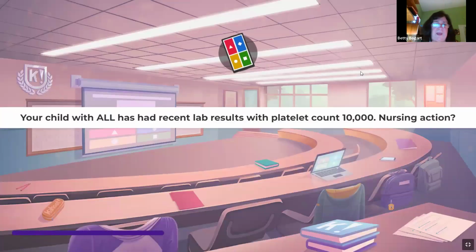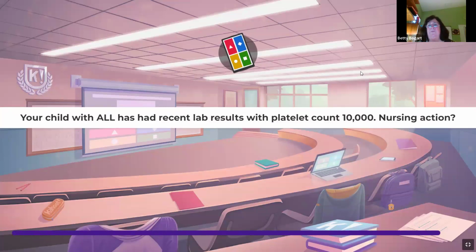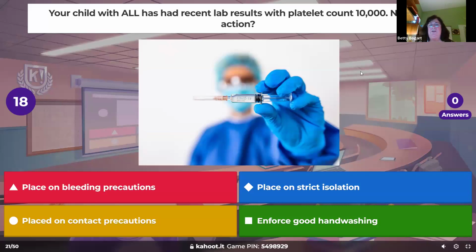Your child with ALL has had recent lab results with a platelet count of 10,000. What should you do? Your nursing action. What do platelets do? What do you worry about? That's it.